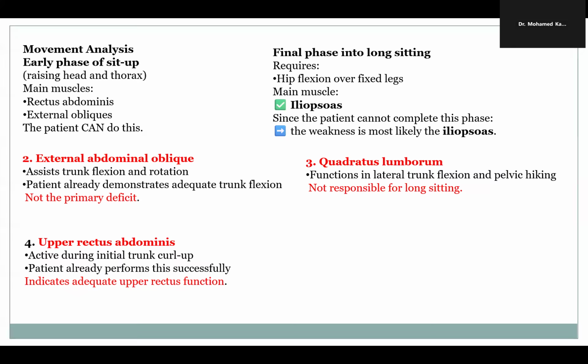Option number three, quadratus lumborum. Its function is lateral trunk flexion and pelvic hiking, and it is not responsible for long sitting. Okay. How about upper rectus abdominis? It will be active during the initial trunk curl-up. So the patient can already successfully do this movement, which means that the upper rectus is okay. And here we said the upper rectus and the external oblique are the two main muscles, so they are not a deficit for this patient.